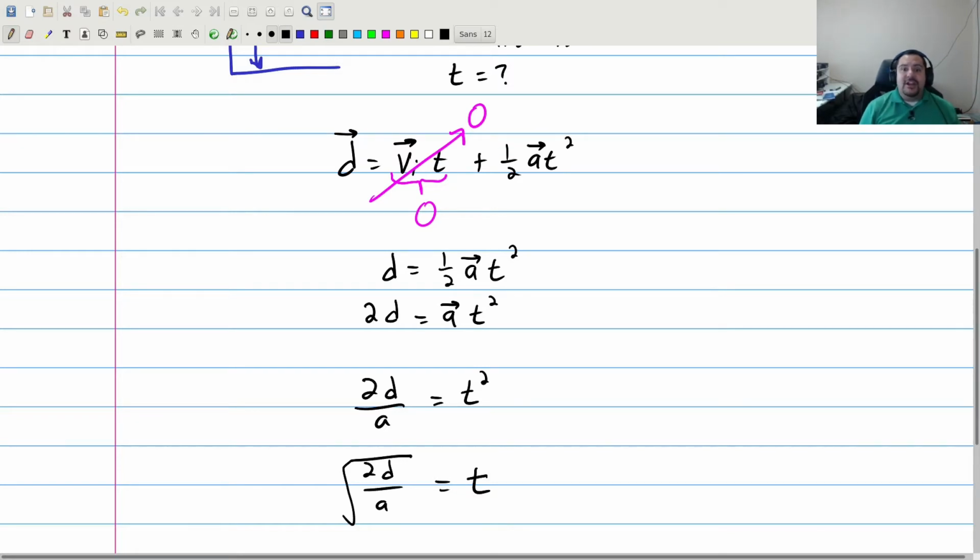Now that we have t by itself, we can go ahead and plug in numbers here. So this is equal to the square root of 2 times a distance of 4 meters divided by our acceleration, which is 9.81 meters per second squared. This is equal to, grab a calculator, and we get, looks like it's 0.903 seconds. Let's see if that's anywhere close.